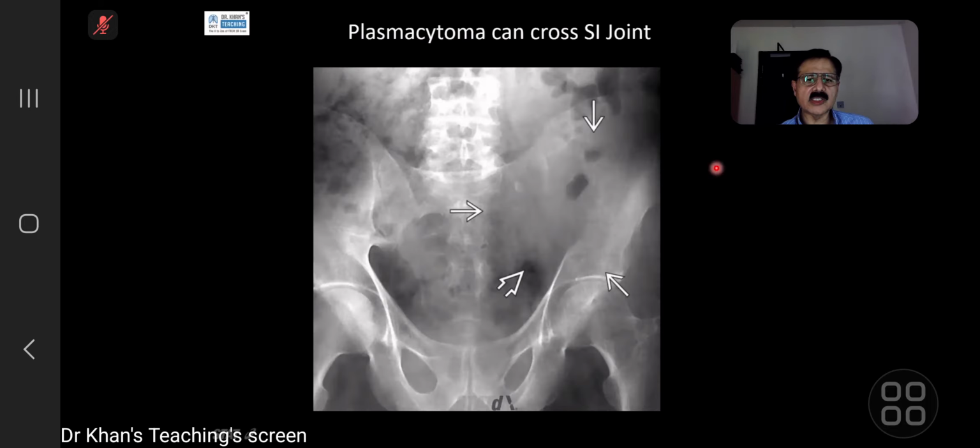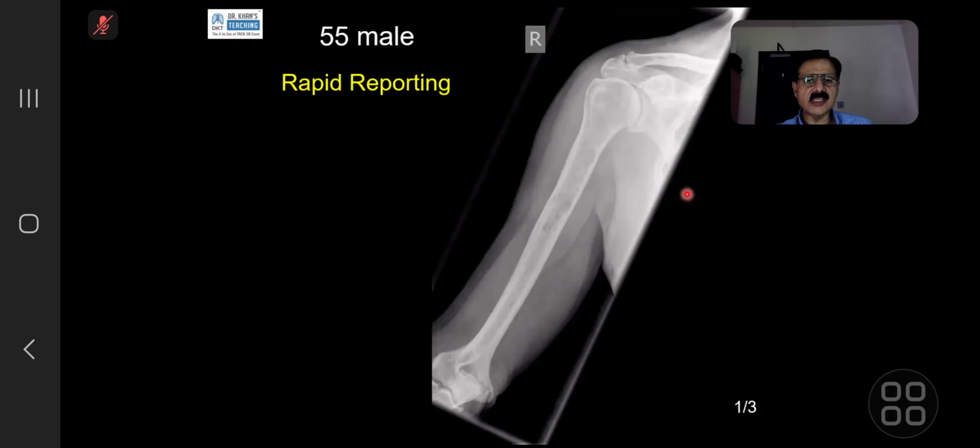Now, plasmacytomas can sometimes cross the SI joints, and this point I want to highlight. They can simply cross from the iliac side to the sacrum. This is just a few films for rapid reporting. This one is easy, isn't it? Where are the lesions?